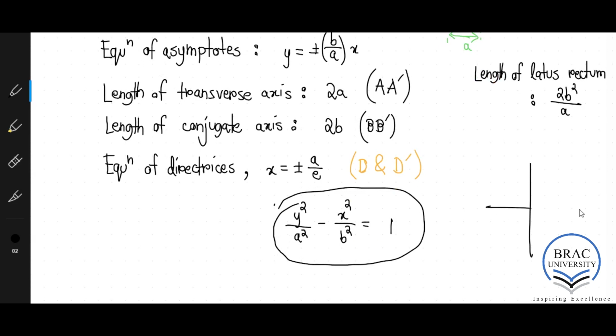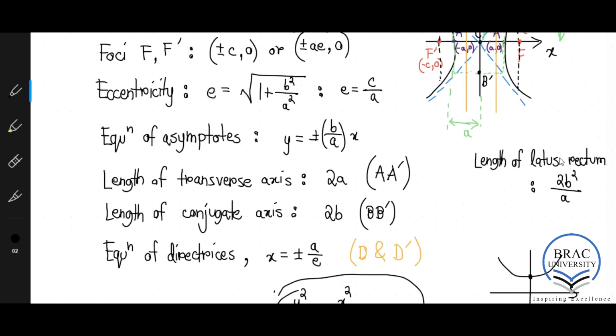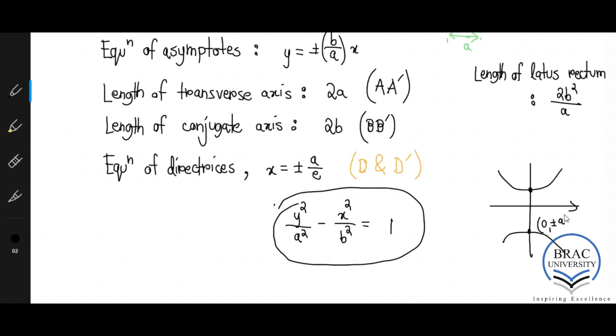So what I mean is this: if this was my hyperbola, as per this equation, these are the vertices, and so we would have 0 comma plus minus a here, and the foci would be 0 comma negative c and 0 comma positive c. The foci here again is 0 comma c and 0 comma negative c.